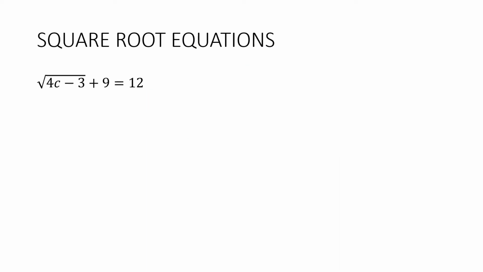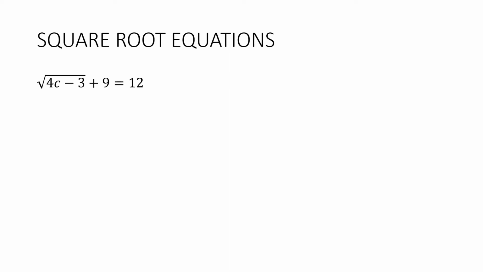For our first example, we're going to learn how to solve just a very basic square root equation. So we've got the square root of 4c minus 3 plus 9 equals 12. And what we're trying to do here is solve for c. Now, this is just like solving any other equation. The goal here is to isolate the variable so that we can know what c equals.